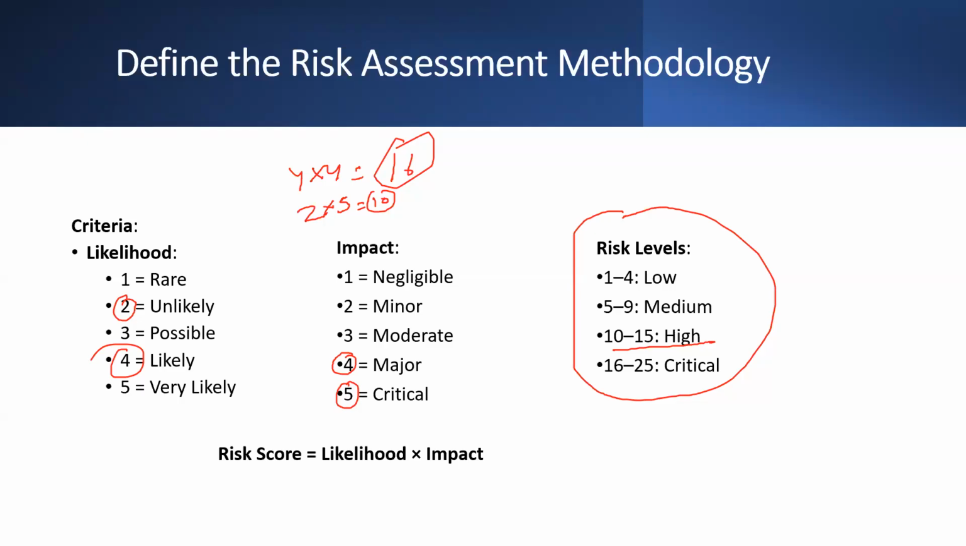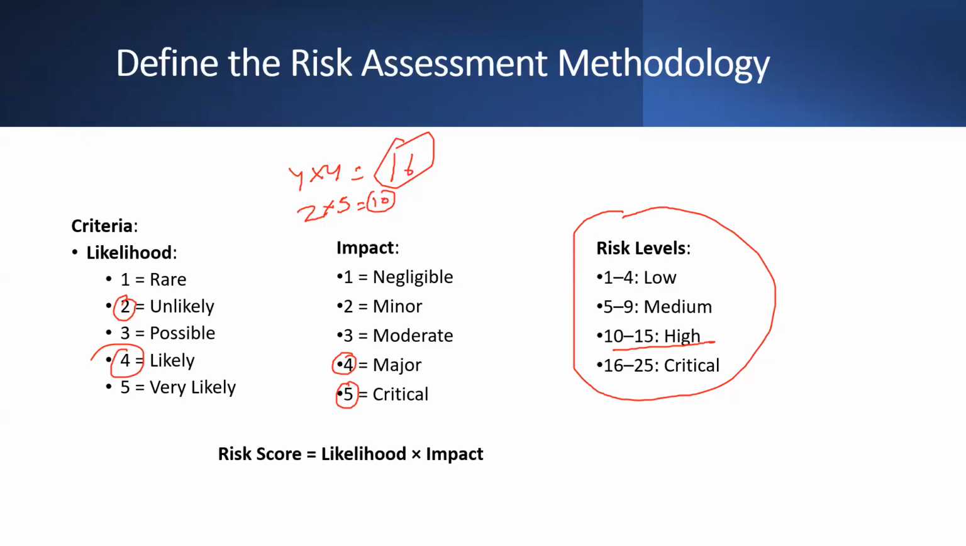If you are getting the score as high, then we have the critical. Now this is the most severe risk. This requires immediate fixes. We also call it robust mitigation strategies. We go with robust mitigation strategies and immediately work on that risk.